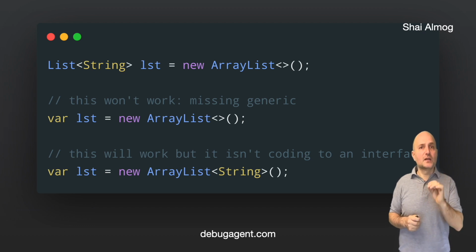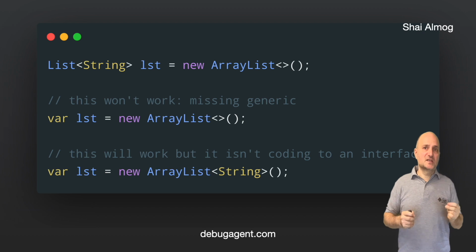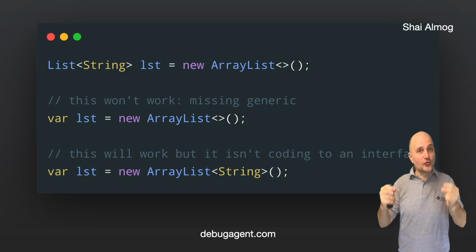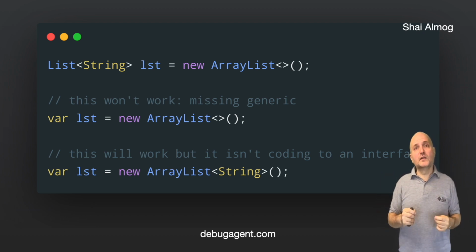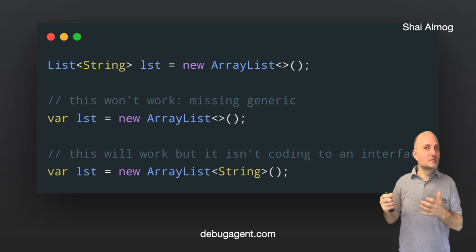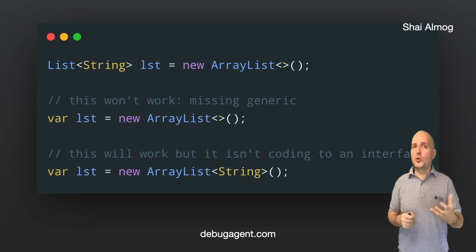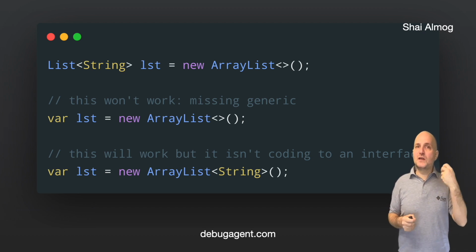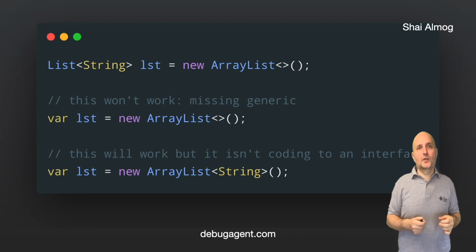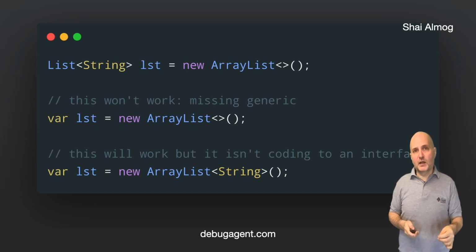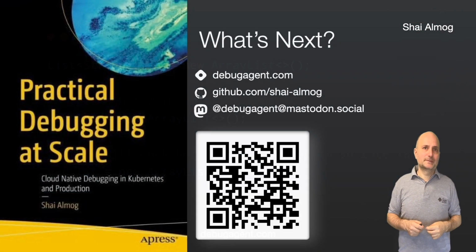However, there's another pitfall. var doesn't know about the List interface, so what we wrote in the last line is the equivalent to ArrayList of strings. This might be okay, but it does break the concept of coding to an interface, which is an important concept in Java. This is something to keep in mind when using that keyword.